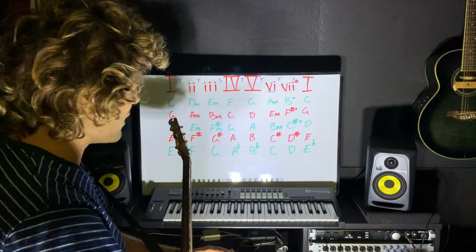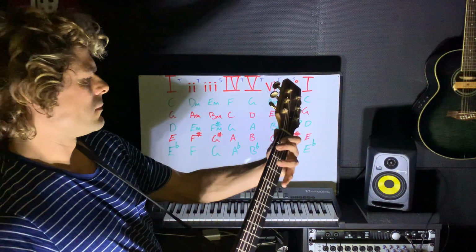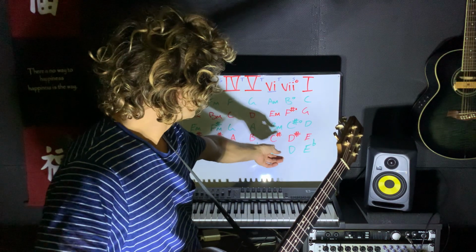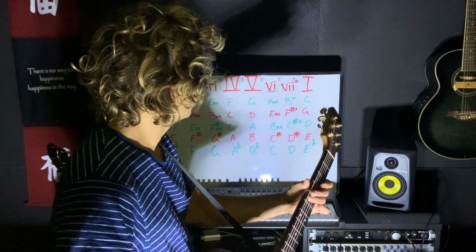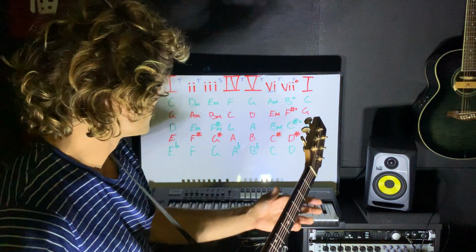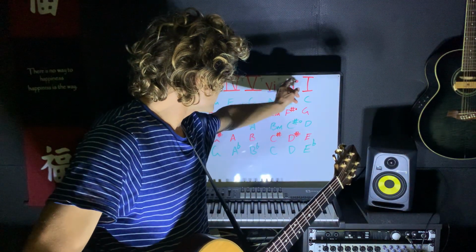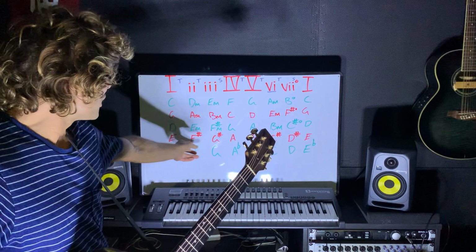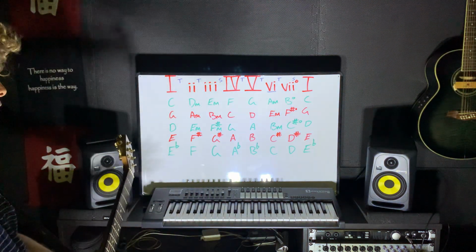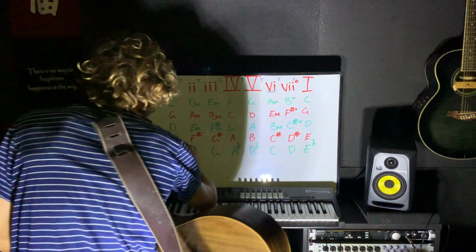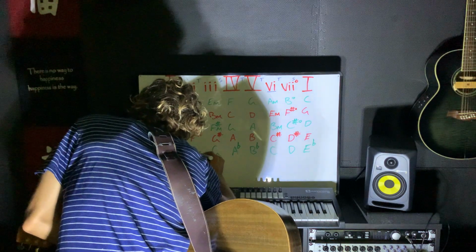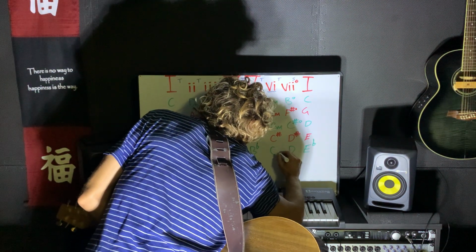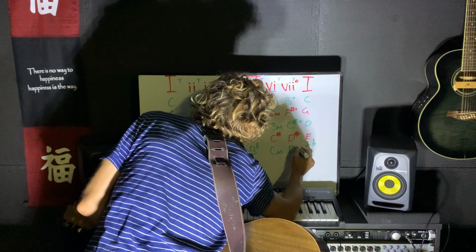B flat to C. That's a tone, and it says it should be, so we're good. C to D. That's a tone, and it says it should be. D to E flat. Semitone, so we're good. Key of E flat. We should put the chords in. 1 being major, 2 minor, 3 minor, 4 major, 5 major, 6 relative minor, 7 diminished.